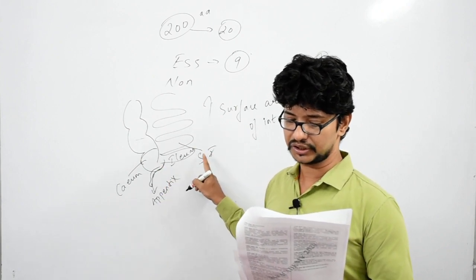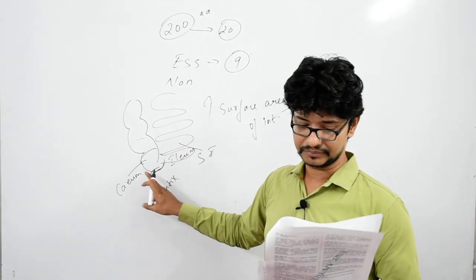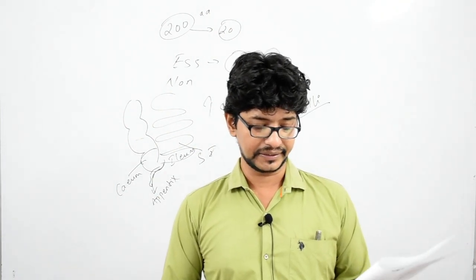It's not in the colon, and it's not in the ileum, because here it's the ileum and this is the cecum. So the vermiform appendix arises from the cecum. The first option is correct.